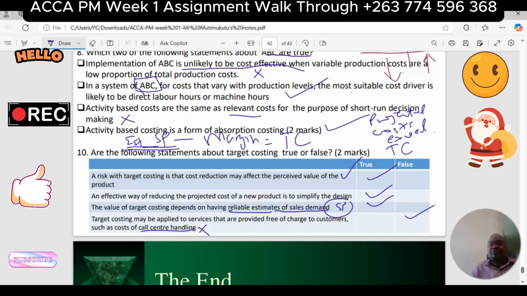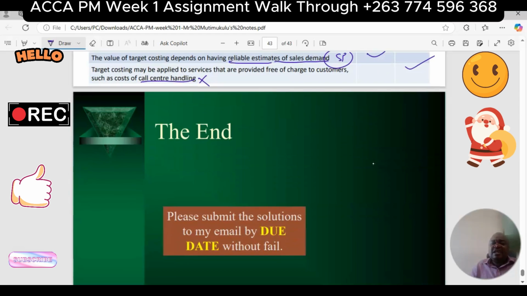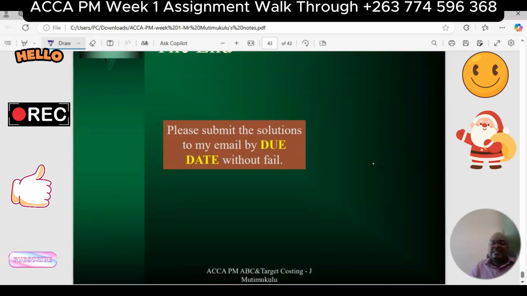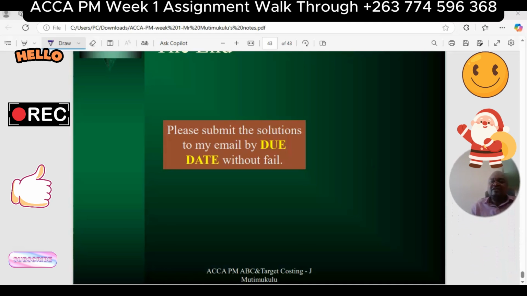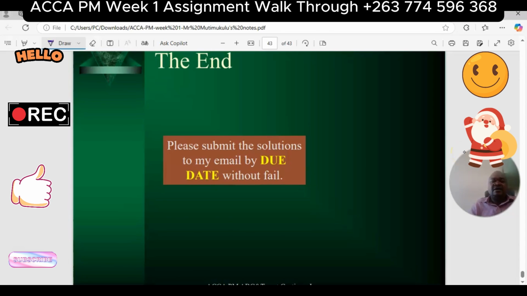The rest were true. I hope, ladies and gentlemen, you have been assisted with this presentation, and I look forward to seeing you in the next lecture, where we'll be improving on the specialist costing techniques. We need to look at life cycle costing, environmental management accounting, and throughput accounting.